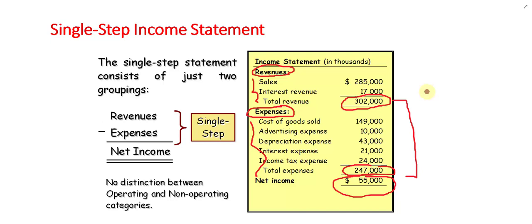It is not applicable in the case of joint stock companies, right? Or we can say شرکت های سهامی. So in the case of those companies, we will follow another format which is called the multiple steps income statement.